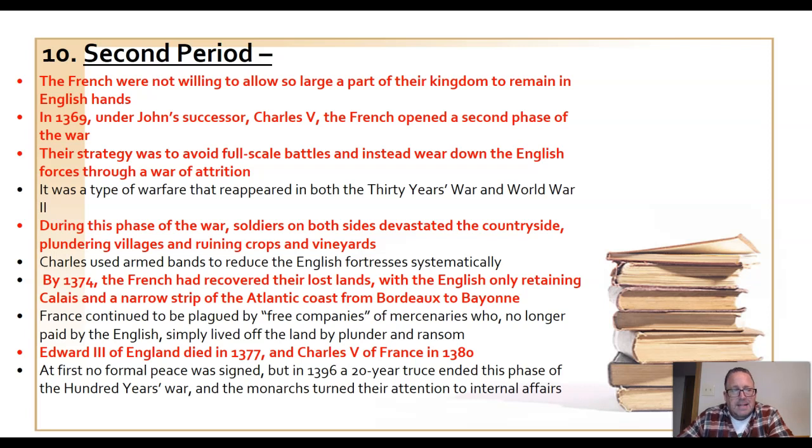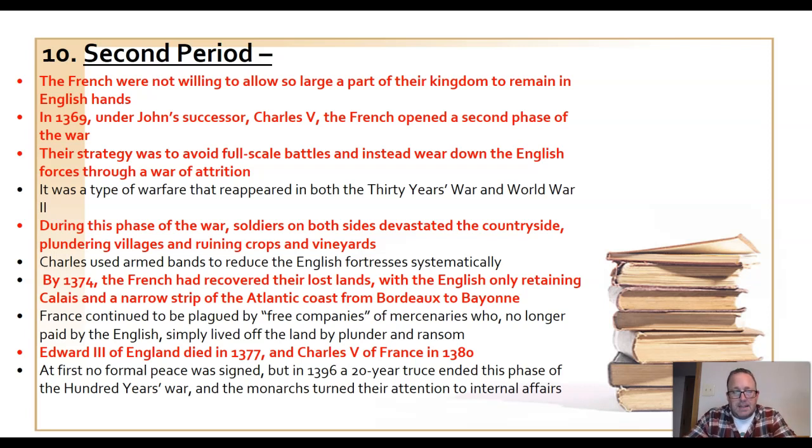So what he does is have a different strategy. At least they're learning something here. They're not necessarily changing the way they fight, but instead of having these massive battles, they just try to have little skirmishes here and there, because they know that the English have inferior numbers. So the goal is to wear them down and try to kill them slowly. And that's called a war of attrition.